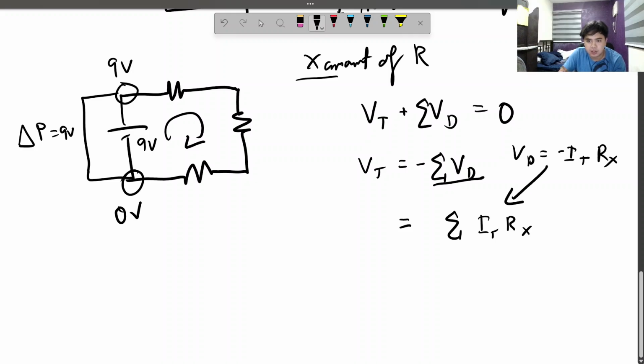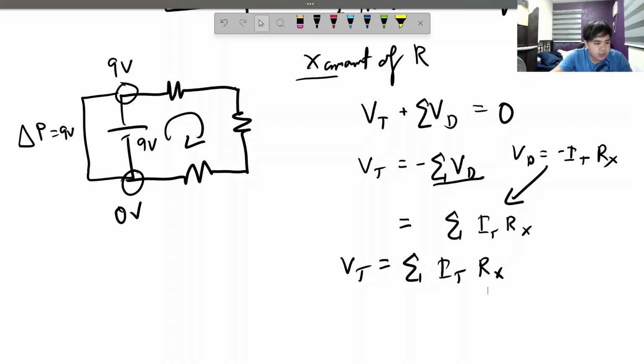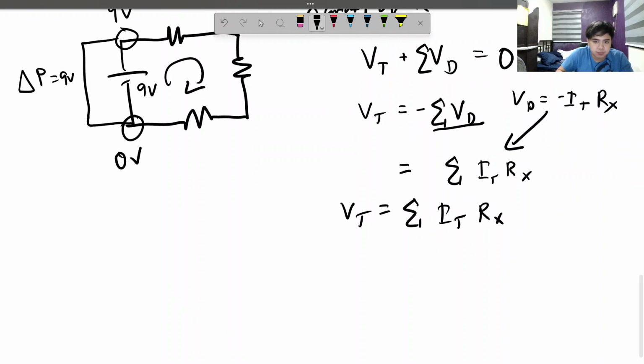So we can do that like here. We can say Vt is equal to the sum of It times Rx. Now, the cool thing about this is that Vt, we can also say, is I times R. The current I should be I total since all the currents are equal to each other, and the resistance must be the total resistance of the entire circuit. We will put that as our R EQ, equivalent resistance.